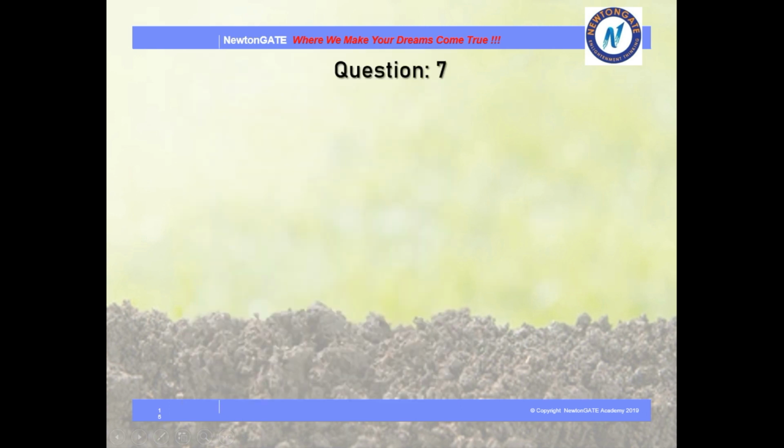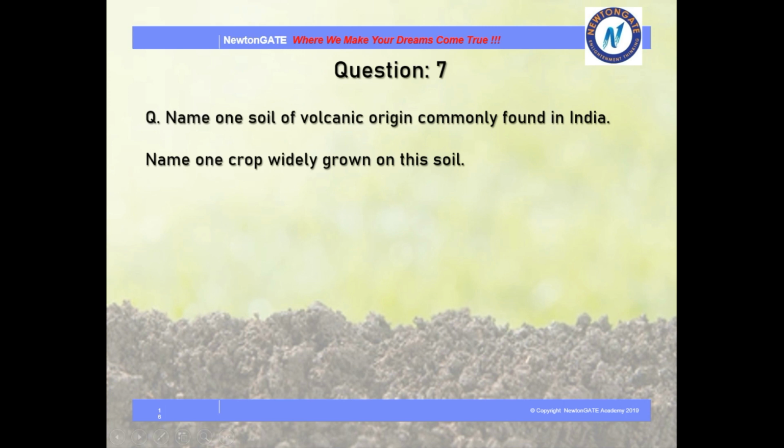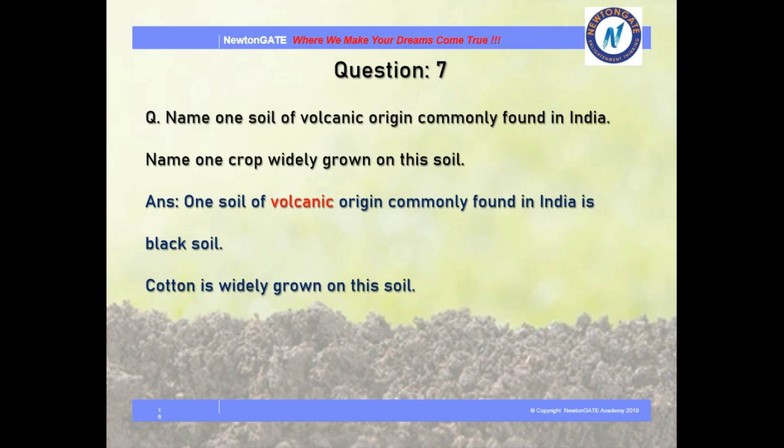Okay. We are moving to the next question, that is question number 7. In question number 7, they have asked, name one soil of organic origin commonly found in India, and name one crop widely grown on this soil. So one soil of volcanic origin commonly found.